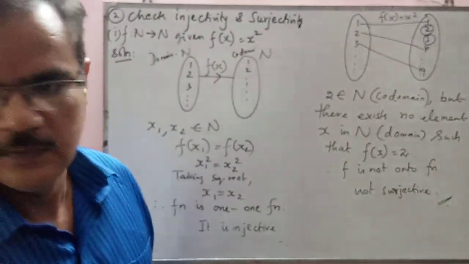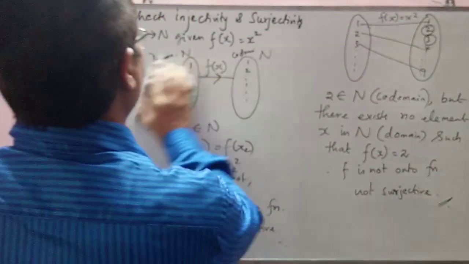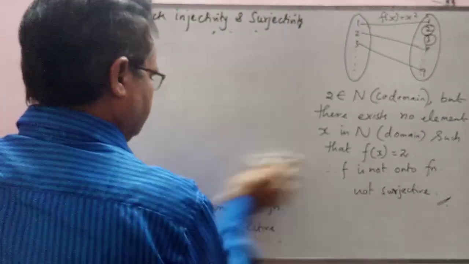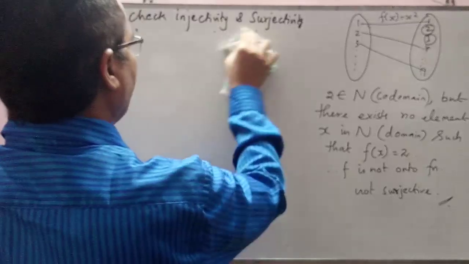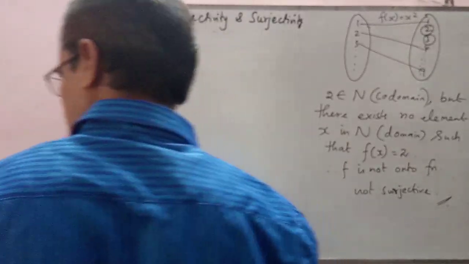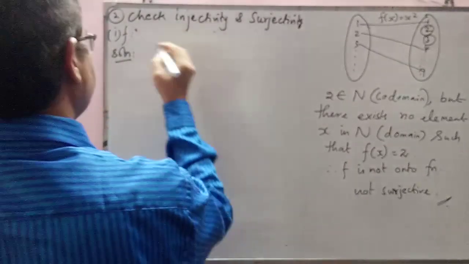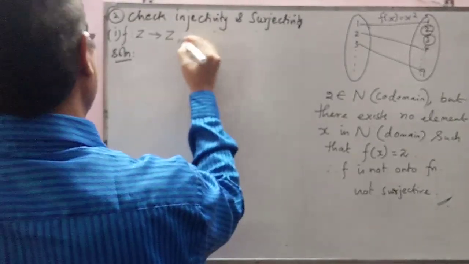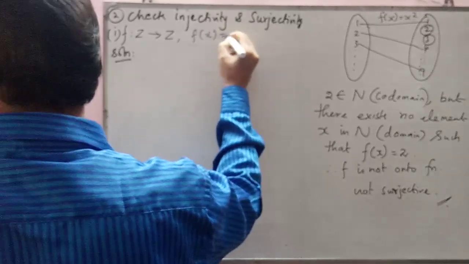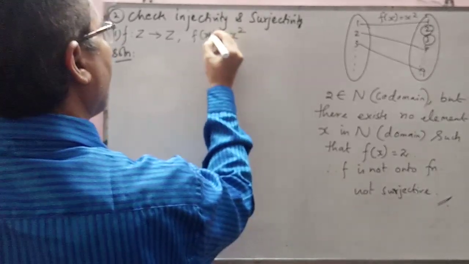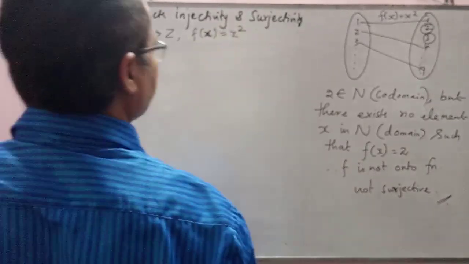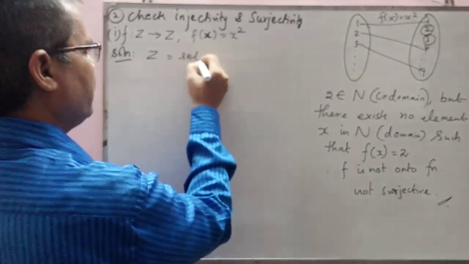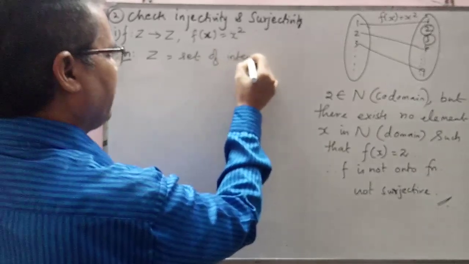The question says f from Z to Z, where the function f of x is the same function x squared. Okay, children, f of x equal to x squared. Now Z, what is Z? It is the set of integers, right?